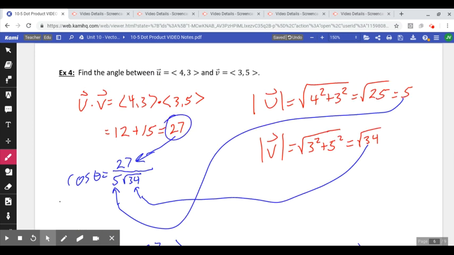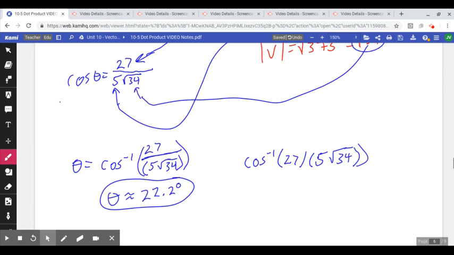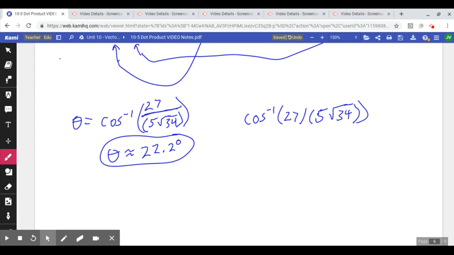So, a quick recap: if you're looking to find the angle between two vectors, find the dot product between them, that was here, then find the magnitude of each one, that was here and here, and you're going to substitute those in the formula. You'll be solving for an angle here, so you're always going to want to be using the inverse cosine to do that.